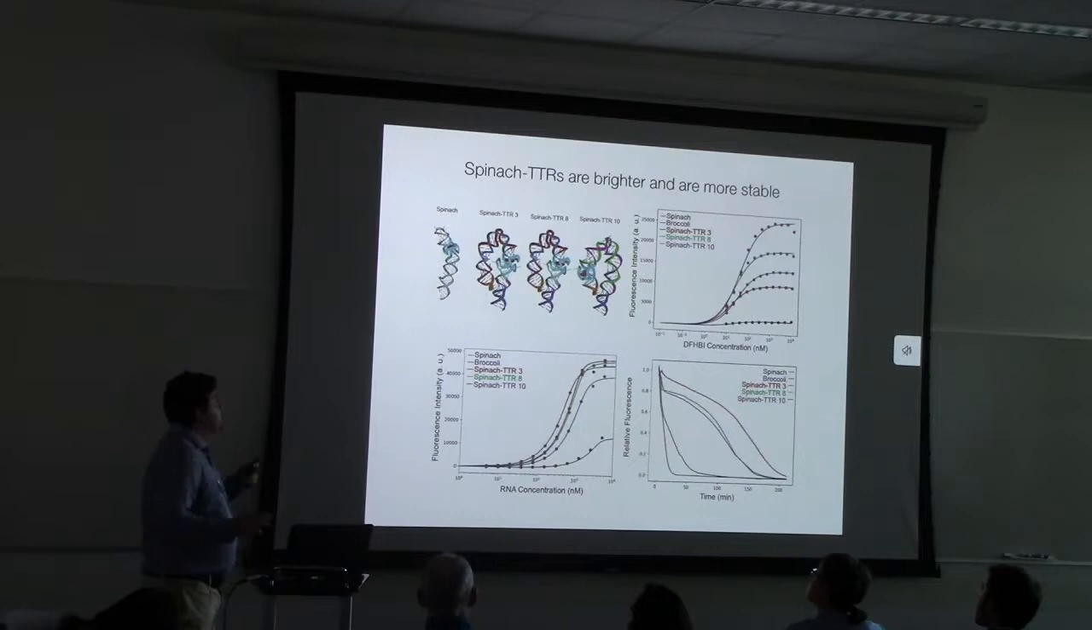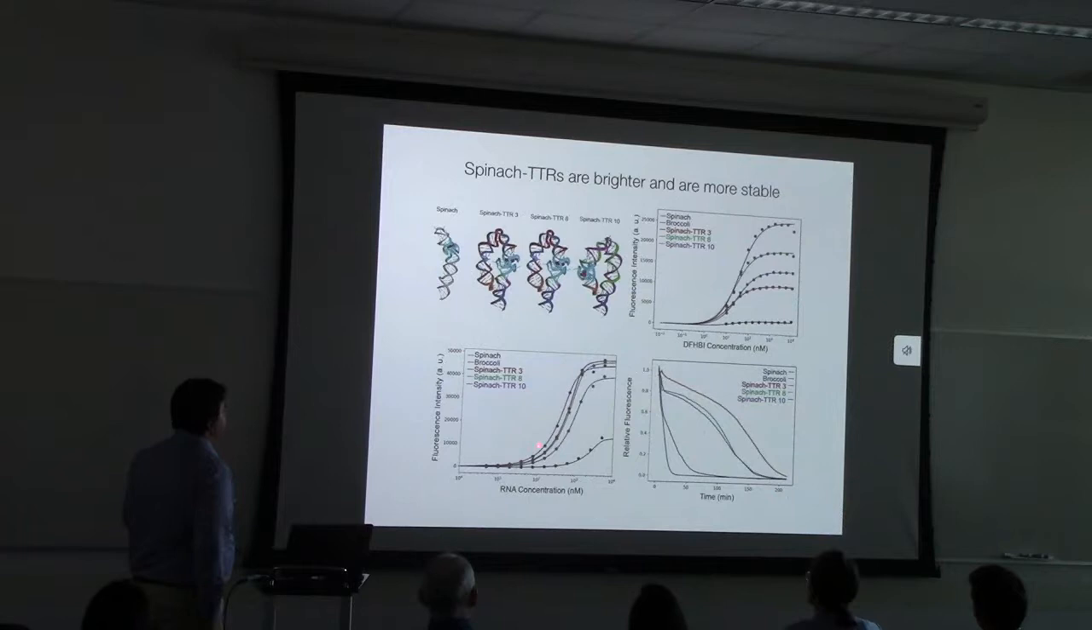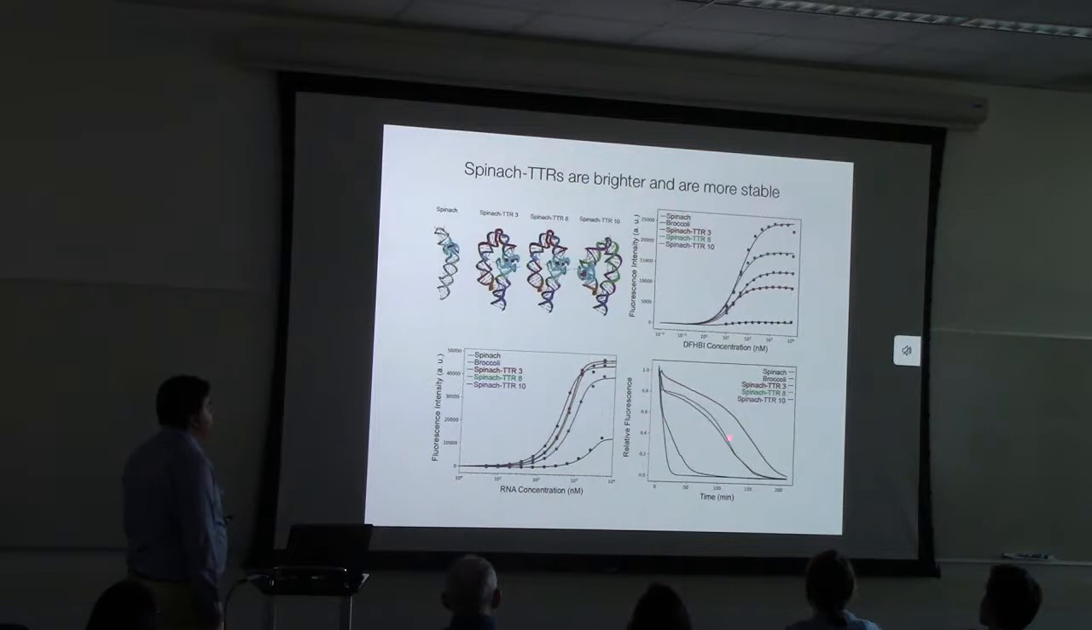So we went and did it on the spinach aptamer. Again, we just encased it in this scaffold. And what we showed, this is its GFP analog, is that three of them were brighter than both spinach and broccoli, which is an improved spinach, through both ligand and RNA concentration titration. And then, very surprisingly, when we put them in 20% cellular lysate, they live much longer, as we're examining by fluorescence. While broccoli and spinach just die off very quickly, these ones with the tetraloop receptor seem to last much longer. So that's also very encouraging.